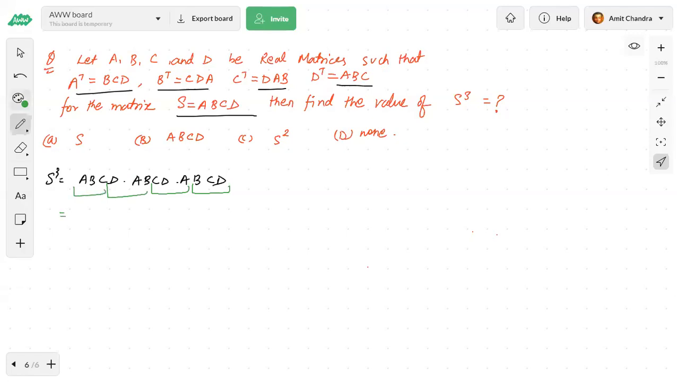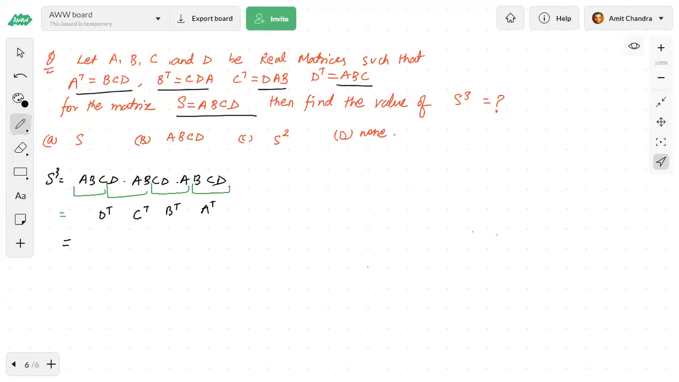So I will simply substitute the values of the things given. This is BCD, and BCD is A transpose, right? CDA is B transpose. This is C transpose and this is D transpose. So this is A, B transpose, C transpose, D transpose, right?